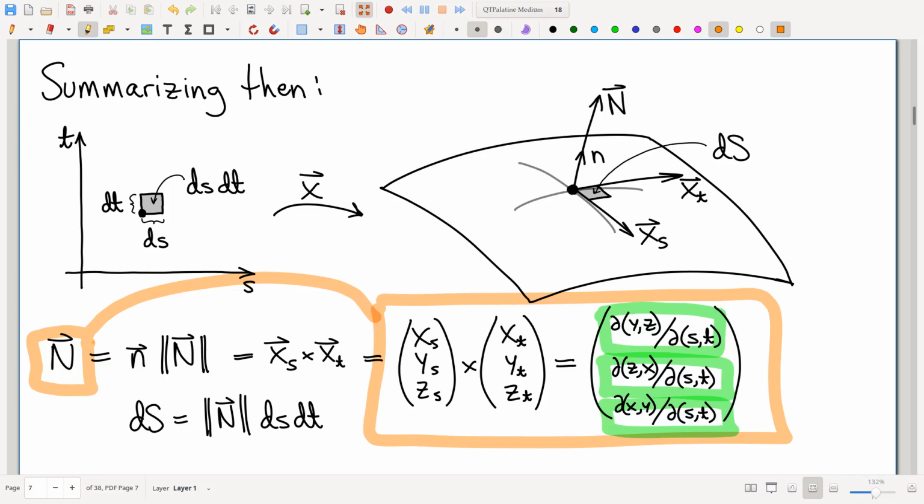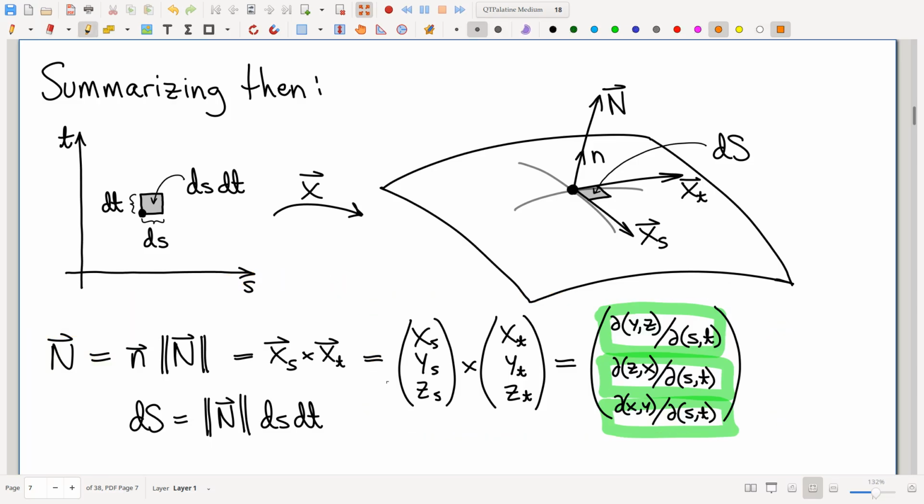Yes? Just to clarify, the lowercase vector is just a normalized one? Yes, it is a normalized normal vector, which is, I'm going to say, a little bit of unfortunate terminology, but it's the unit normal vector. Yeah, exactly. Parametrized unit normal vector, and that'll end up being important later.